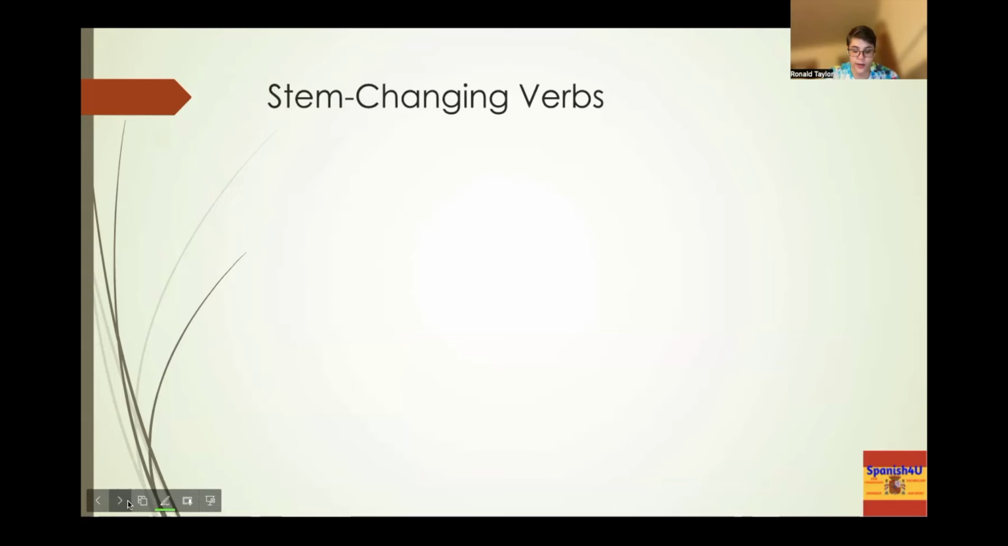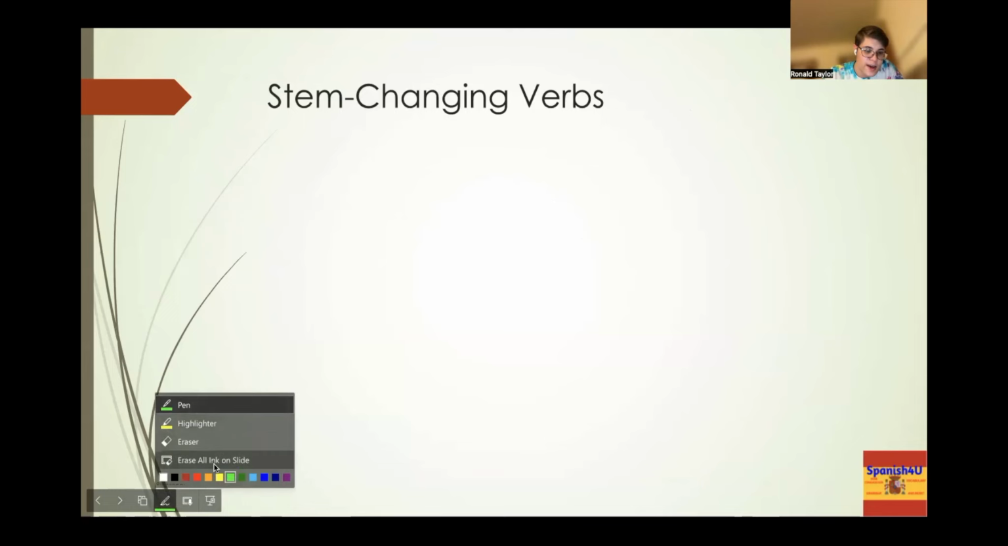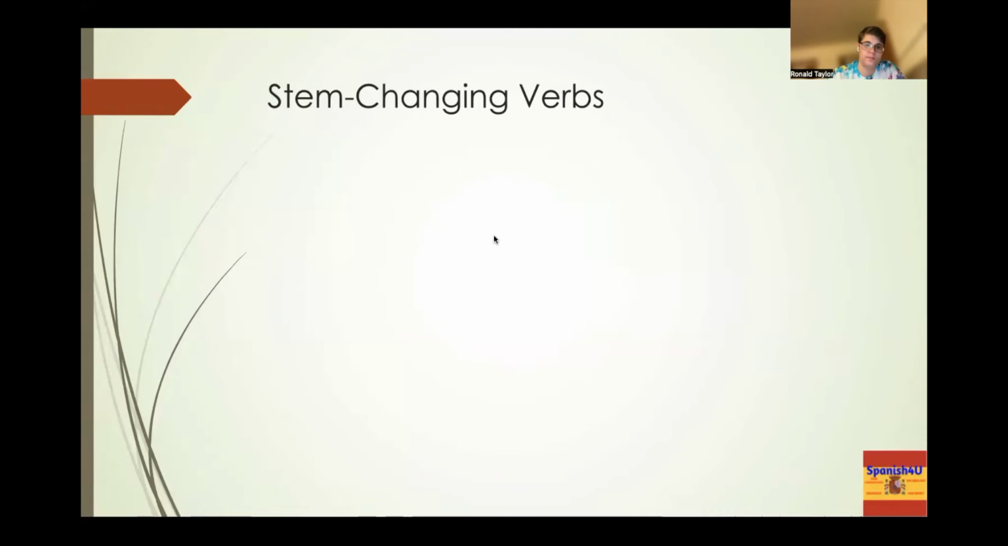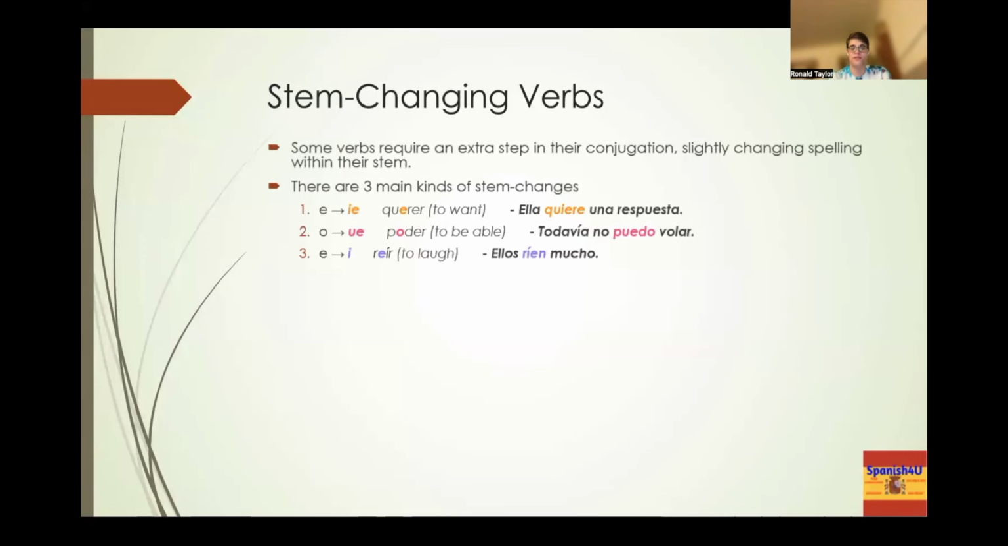And now here are some other kinds of verbs. These are the stem changing verbs. So these ones, they require an extra step. They change their spelling within the verb a little bit. There's three main kinds: the E in the verb changes to an IE, the O to a UE, and the E to an I.